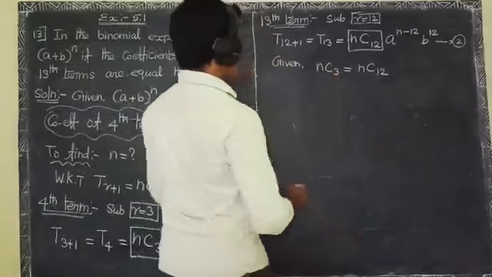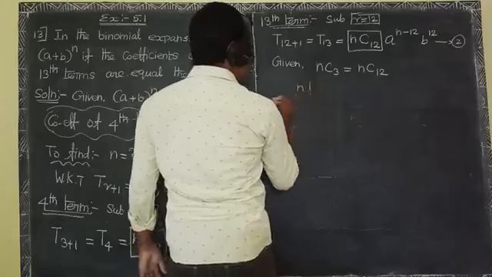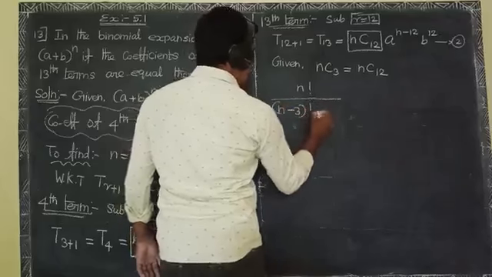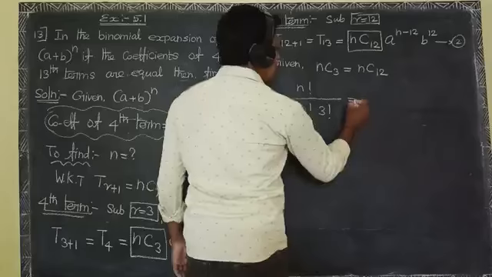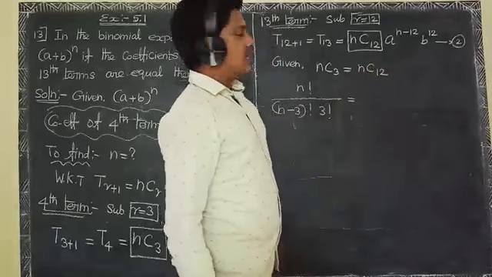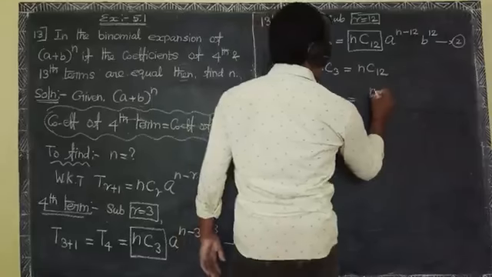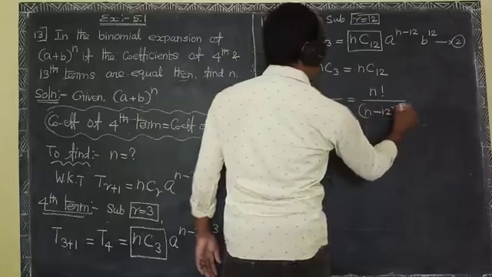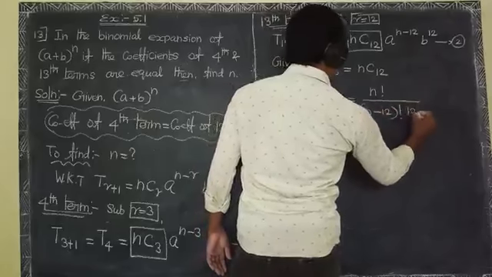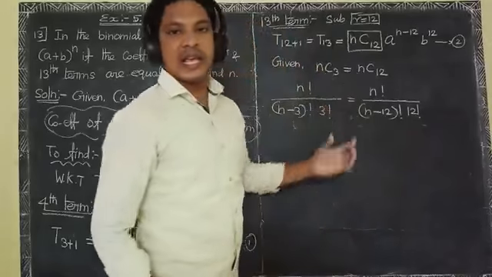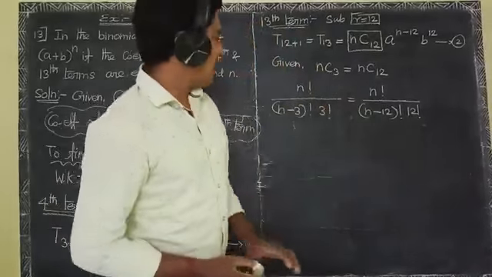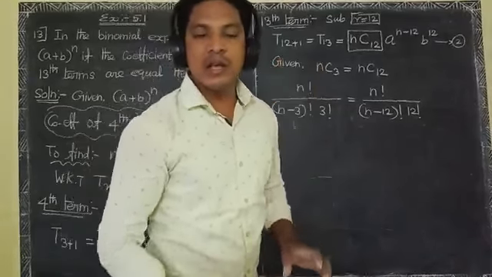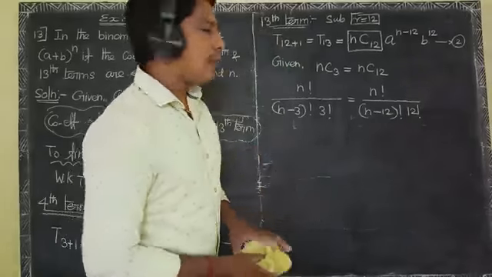nC3 means n factorial divided by (n-3) factorial times 3 factorial, isn't it? Yes. Here nC12 means n factorial divided by (n-12) factorial times 12 factorial. This is using the combination formula, but the calculation is lengthy. So here we use one more property.